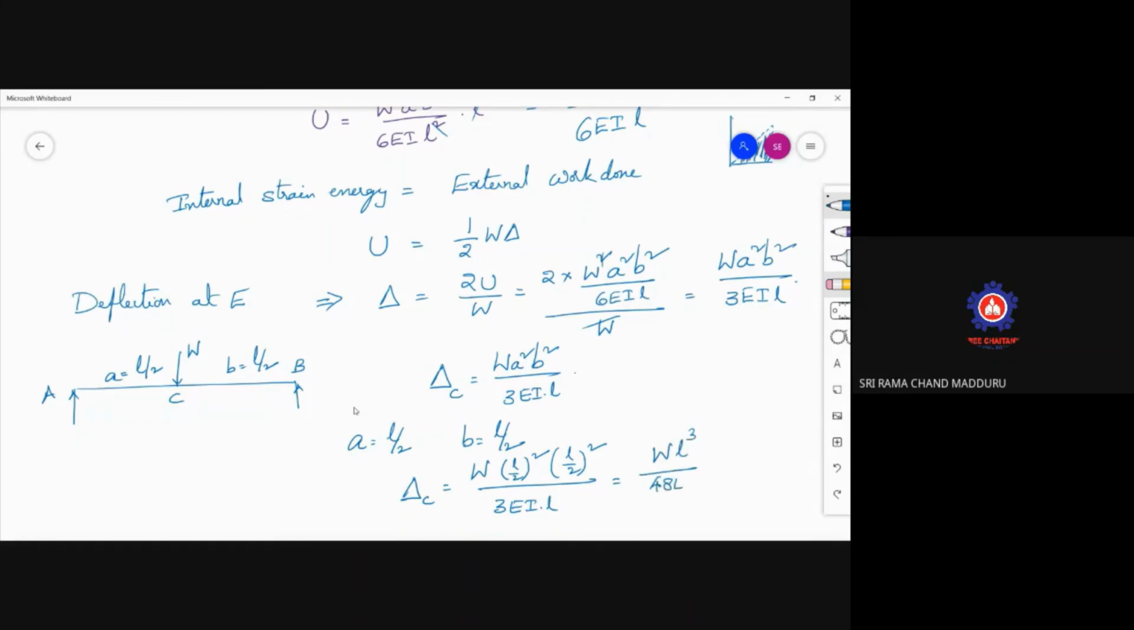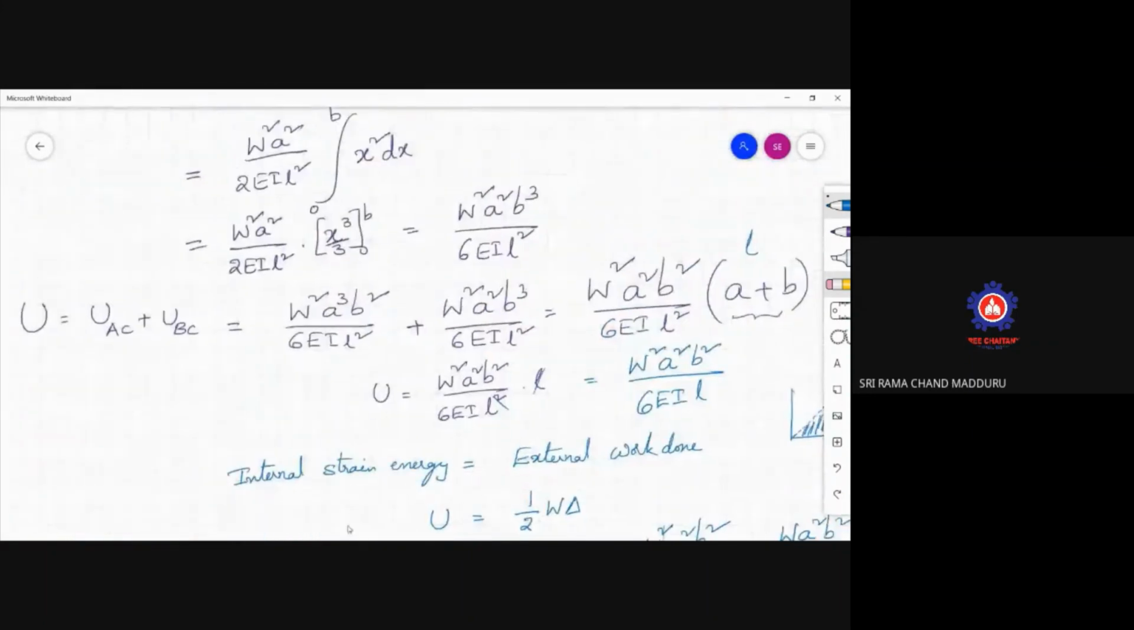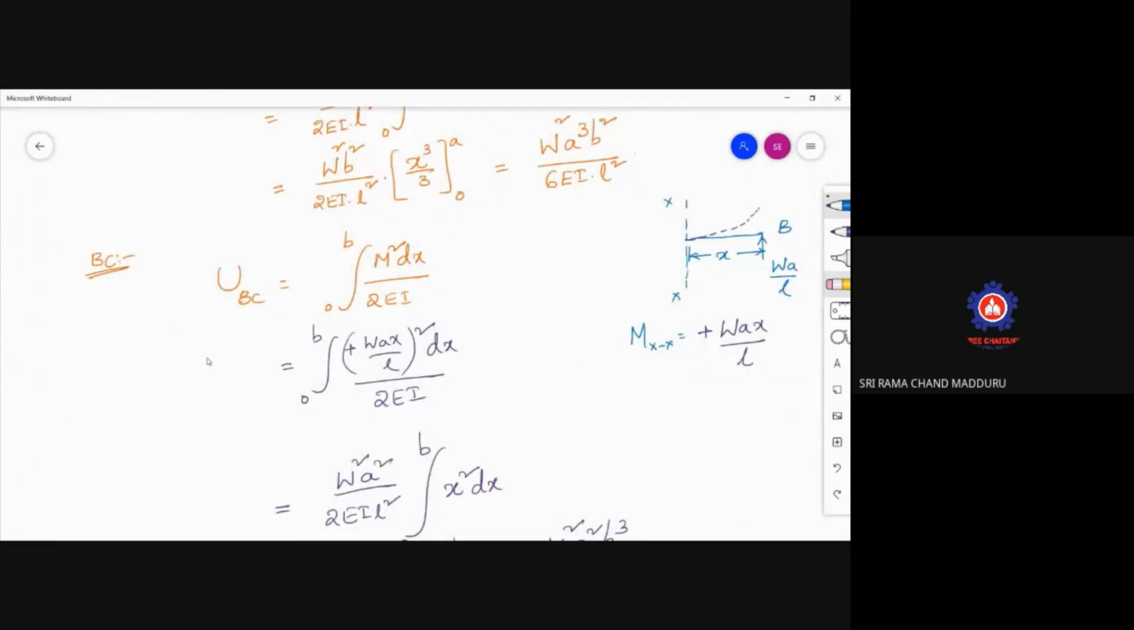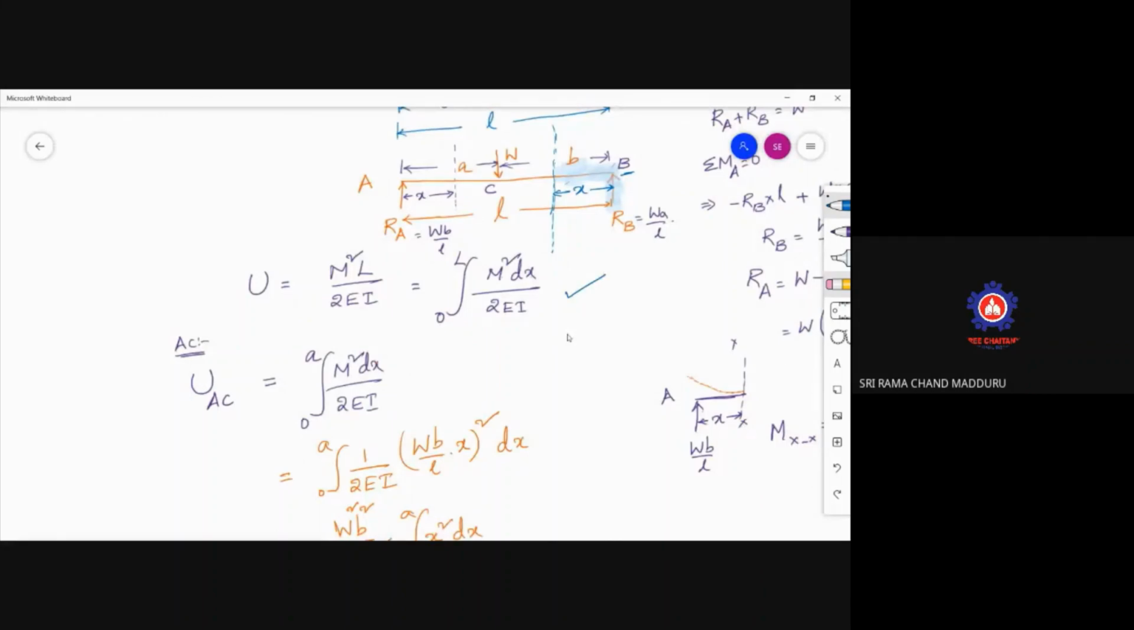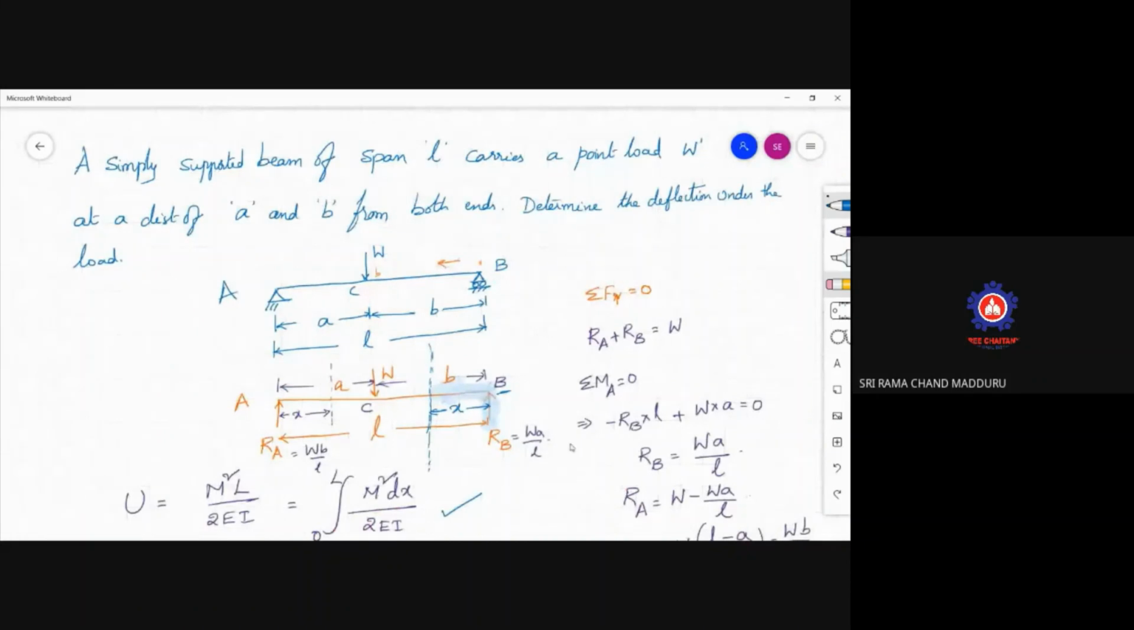You already know this one, right? From your double integration method, conjugate beam method or moment area method, we know how to calculate the deflections in a beam. Now using the strain energy concept also, we can calculate the deflection. In a similar way, we can also calculate the rotation at a particular point. That we will see in the next classes. As of now, this is the procedure to calculate the deflections in simply supported beams using the strain energy concept. The strain energy due to bending is the integration from 0 to L of M square dx by 2EI, right? I hope you understand this concept. We'll try to solve as many problems as possible in the coming classes.